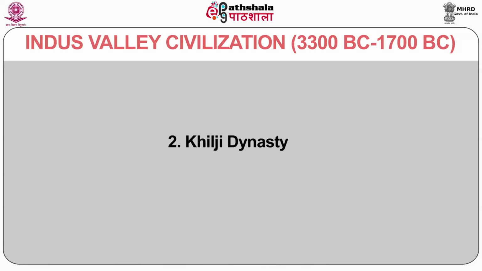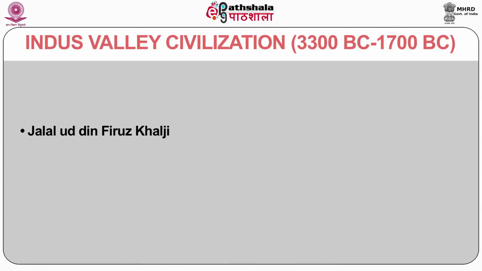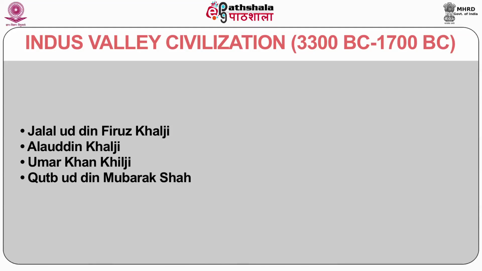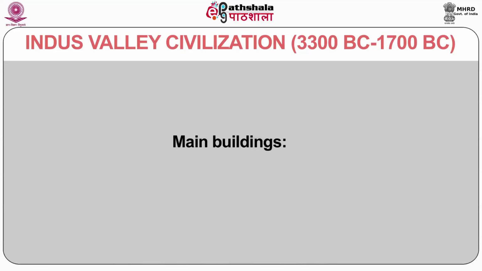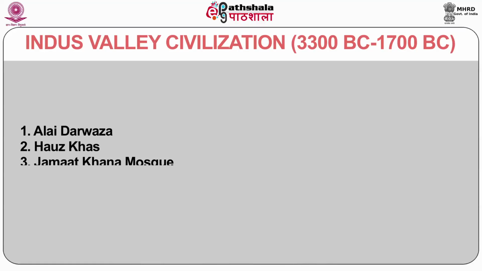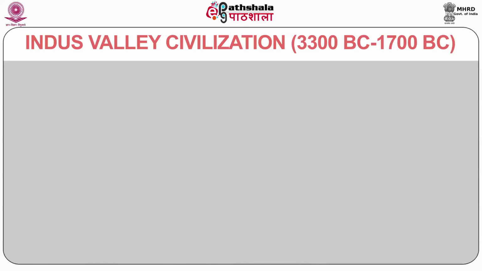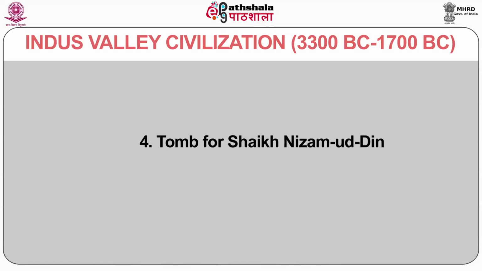The second dynasty was the Khilji dynasty. Some of the major rulers of this dynasty include Jalal ud-Din Firuz Khilji, Alauddin Khilji, Umar Khan Khilji, Qutb ud-Din Mubarak Shah, Khusro Khan. And the main buildings of this dynasty: Alai Darwaza, Hauz Khas, Jamaat Khana Mosque, tomb of Sheikh Nizam ud-Din. Then the third dynasty which ruled was the Tughlaq dynasty.